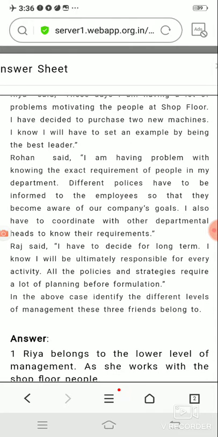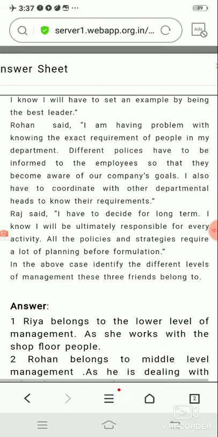Now next person Rohan is there. He is saying that I am having problem with knowing the exact requirement of people in my department. It means he is working in that department, that level where he has to appoint the people. For that he exactly has to know the requirement of the employee. Different policy has to be informed to the employee so that they become aware of our company goal. I also have to coordinate with other departmental heads to know their requirement. This is said by Rohan.